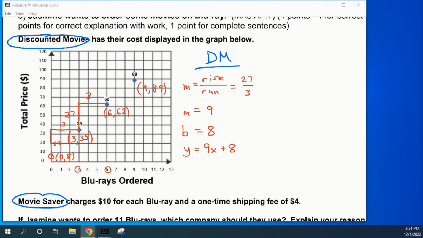Okay, so that gets me the information for discounted movies. Sorry, lost my train of thought. We'll call this, just to keep the colors consistent. Okay, so that's discounted movies.